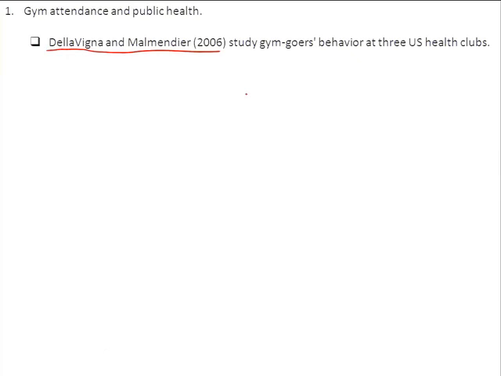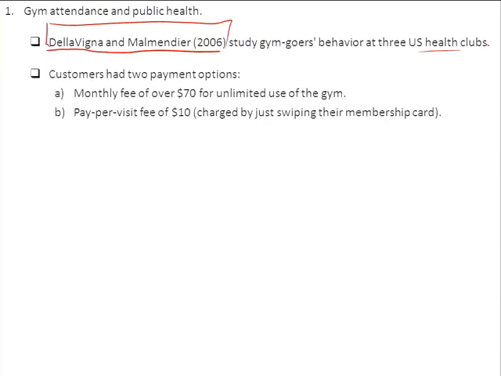Okay, so they got a bunch of data from some U.S. health clubs, actually in the Boston area, because they both got their degrees from Harvard. And here's what they found. Okay, so customers of these health clubs all had the same two options about how to pay for the services at the health club. Either they could pay a monthly fee and become a member, which would cost them $70 a month, and that would give them unlimited use of the gym. And I guess this must have been a pretty swanky gym. Or they could just not pay the membership and just pay $10 every time they showed up.